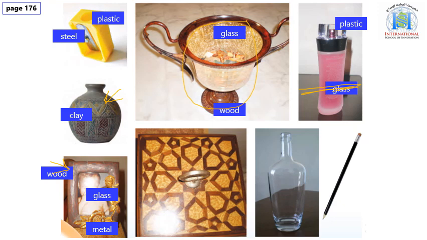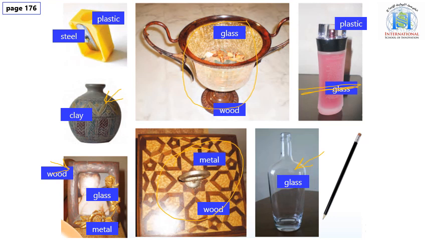What about the candy box? What do you think? This candy box, yes, it's made of metal and wood. Metal and wood. Perfect. What about this glass bottle? The bottle is made of glass. Excellent job. So the bottle is made of glass.